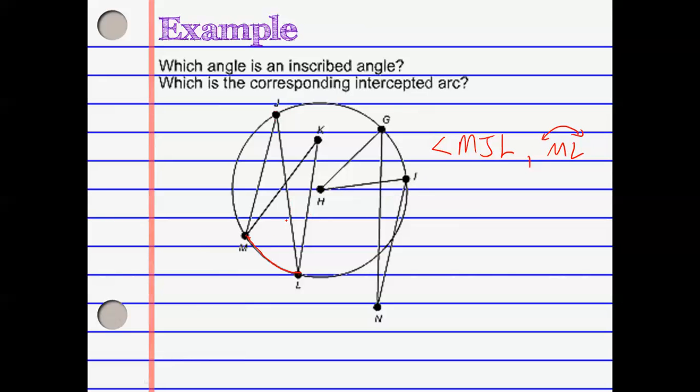And then another inscribed angle would be angle, we can't say MKL because K is not on the circle. Remember, it has to be on the circle. So again, we're looking for points that are all on the circle here. So like here we have G, I, and H, but H is not on the circle. So actually that's our only inscribed angle, MJL, and the corresponding intercepted arc is ML.